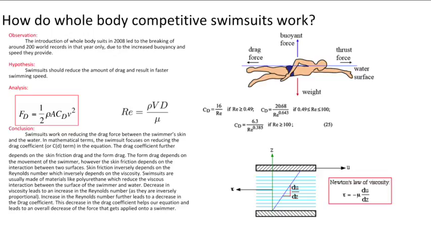Why do we need to do that? That is because the Reynolds number, which determines the drag coefficient, is dependent on the viscosity. So when we reduce the viscosity between the swimmer surface and the water, we increase the Reynolds number, and when we increase the Reynolds number, we decrease the drag coefficient, which in turn decreases the drag force that is being applied on the swimmer and the water. This decrease in the drag force leads to faster times and better swimmers.